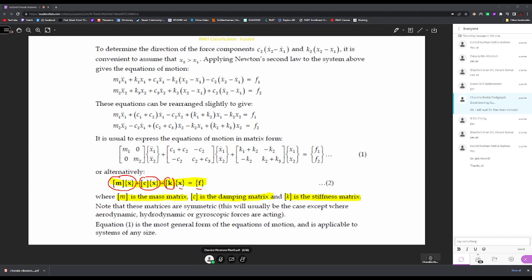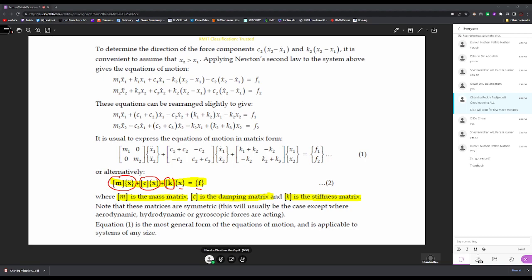So distinctly we have a mass matrix, 2 by 2, multiplied by the acceleration matrix, plus a damping coefficient matrix, 2 by 2, multiplied by the velocity matrix, plus the stiffness matrix multiplied by the displacement matrix. So the whole multiplication is equal to F1 and F2, the force matrix.